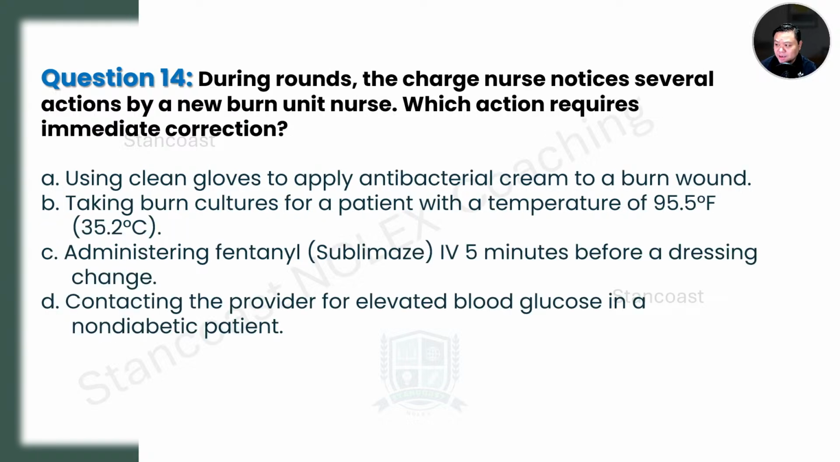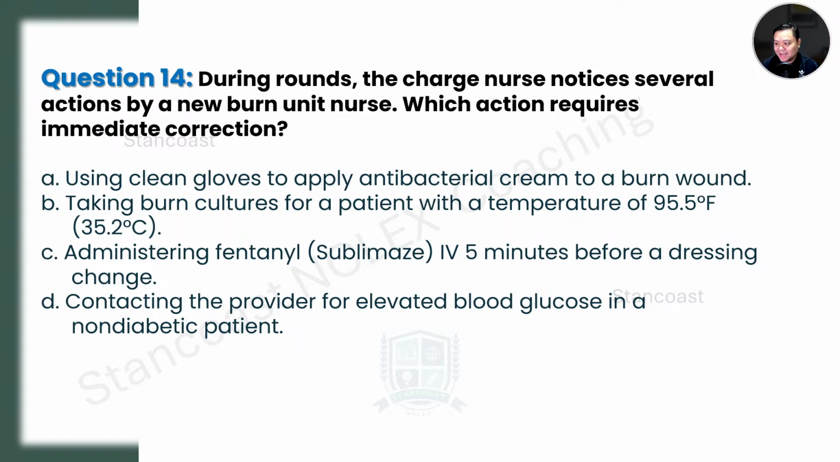During rounds, the charge nurse notices several actions by a new burn unit nurse. Which action requires immediate correction? A, using clean gloves to apply antibacterial cream to a burn wound. B, taking burn cultures for a patient with a temperature of 95.5 degrees Fahrenheit, 35.2 degrees Celsius. C, administering fentanyl IV 5 minutes before a dressing change. And letter D, contacting the provider for elevated blood glucose in a non-diabetic patient.